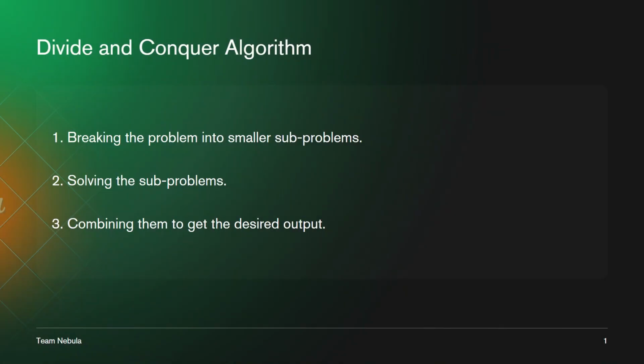Divide and conquer algorithm. A divide and conquer algorithm is a strategy of solving a large problem by breaking the problem into smaller subproblems, solving the subproblems, and combining them to get the desired output. To use the divide and conquer algorithm, recursion is used.